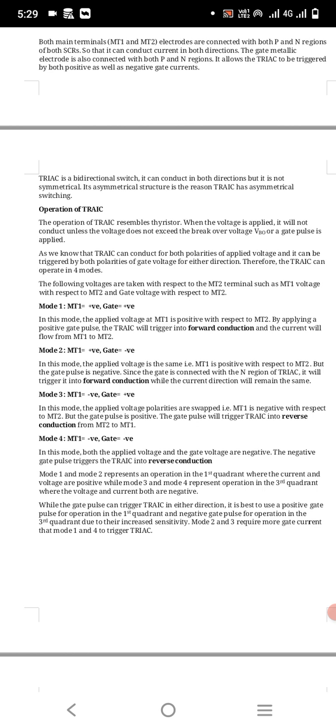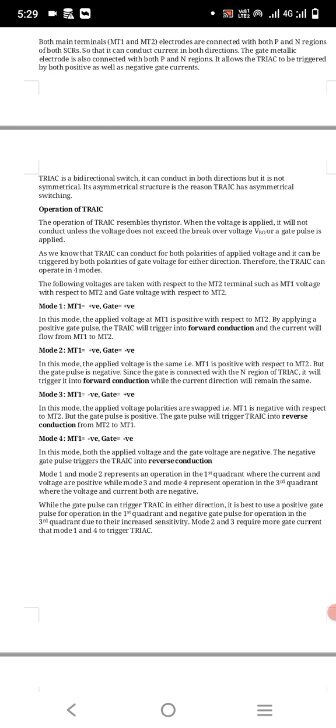First one, mode 1. When MT1 is positive and gate terminal is positive. In this mode, the applied voltage at MT1 is positive with respect to MT2. By applying a positive gate pulse, the TRIAC will trigger to forward conduction and the current will flow from MT1 to MT2.